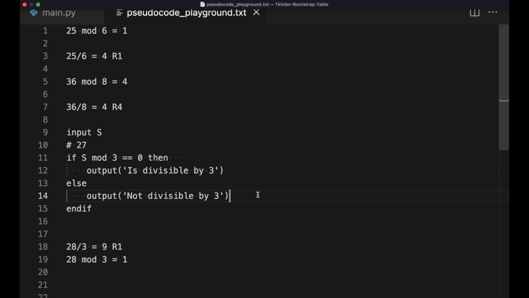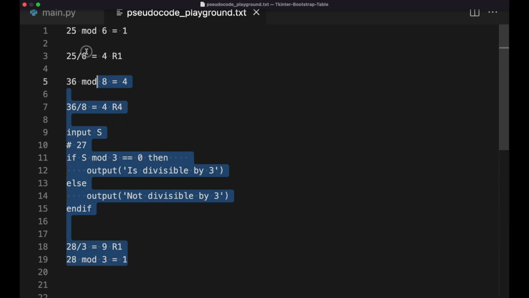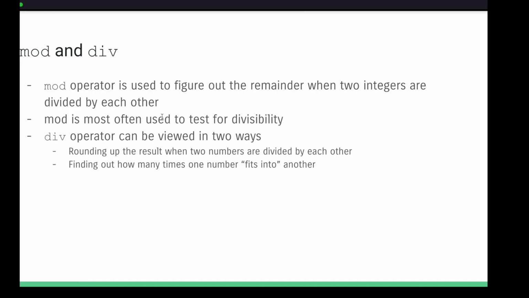Now, mod is also, I would say, even more than divisibility, mod and div are used heavily in trace tables. So you're very likely to get a trace table problem where you have a series of mod and divs and if statements, and you need to figure out what the output is. That being said, let's move on to div.